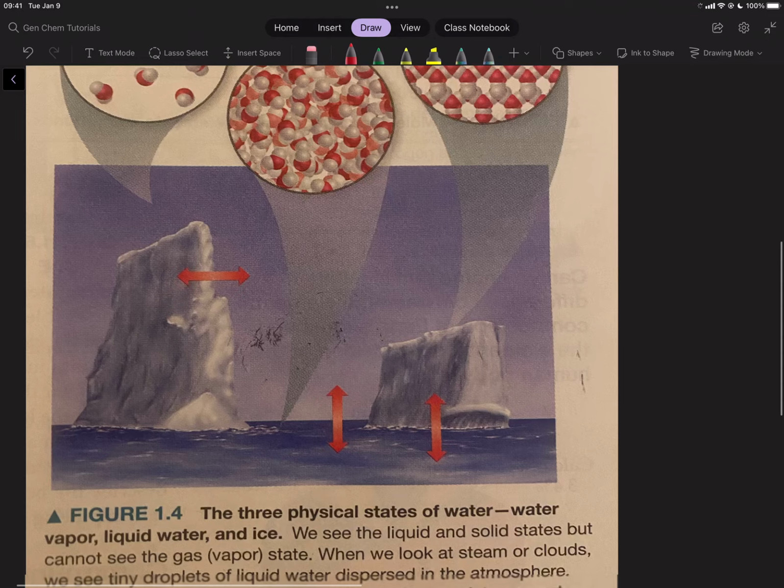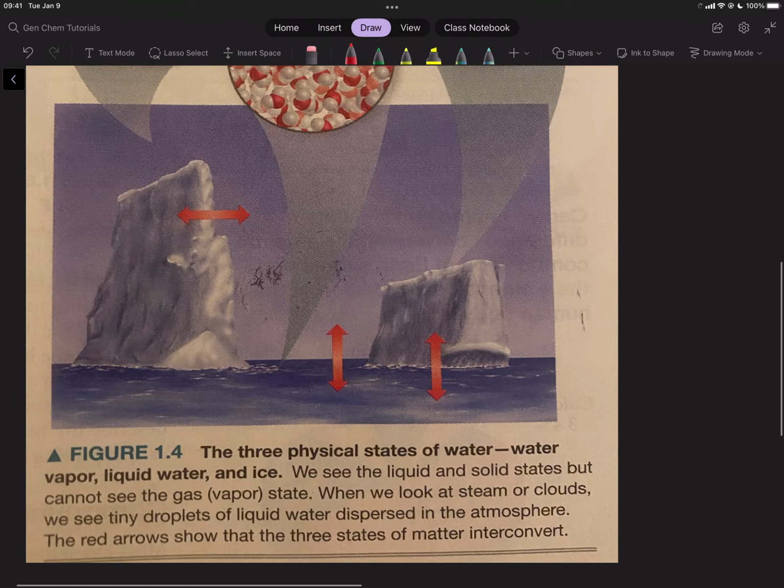Here's an application they give. The three physical states of water: water vapor, water liquid or liquid water, and ice or solid water. We see the liquid and solid states, but we cannot see the gaseous or the vapor state. When we look at steam or clouds, we see tiny droplets of liquid water dispersed in the atmosphere. The red arrows show that the three states of matter interconvert.